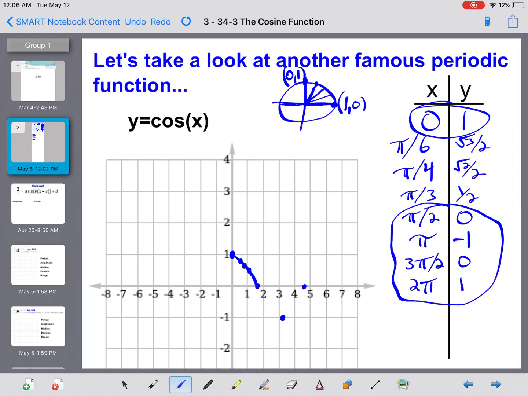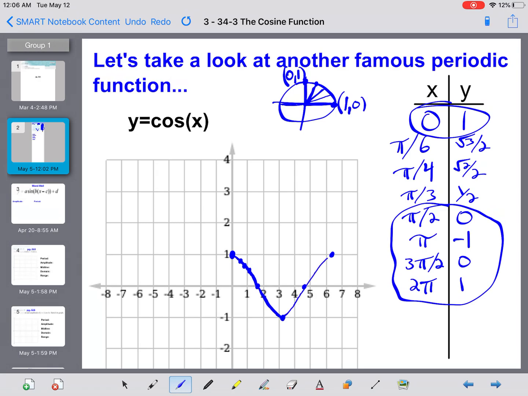And then at 2 pi, which is 6.28, I'm back up at 1. All right? So the cosine curve, when we graph one period, has a slightly different look than the sine curve because of what the cosine of 0 is. The cosine of 0 is 1. That's why it looks like this graph is starting up here, right? The sine of 0 is 0, so the sine curve started down at the origin.